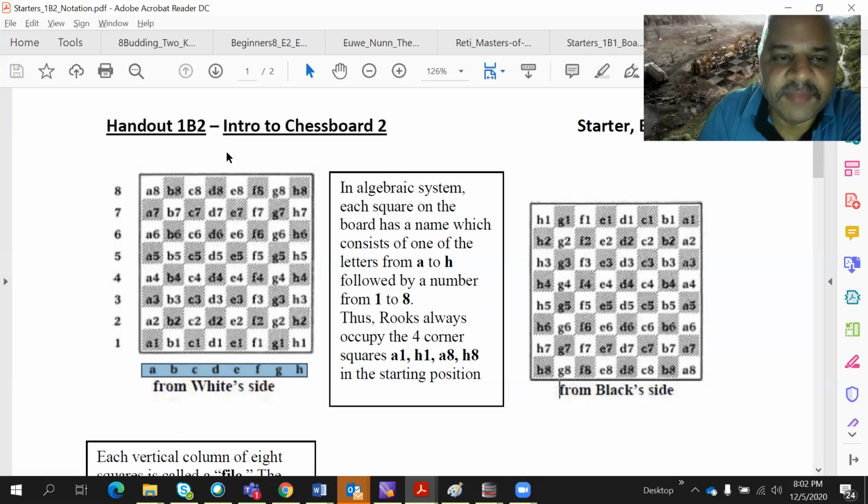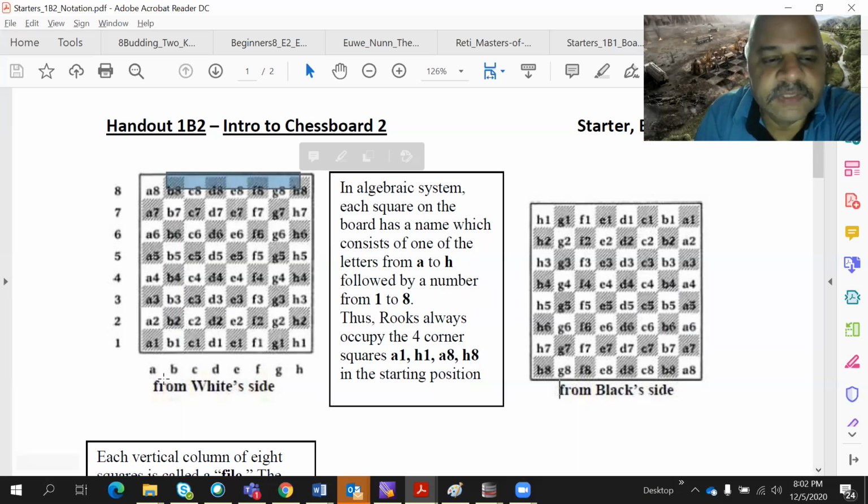If you are looking at it from the black side, then it will be the reverse. The left side will be H and the right side will be A, because black will be sitting here, looking at it from this side, right? But the square numbering is from the white side.